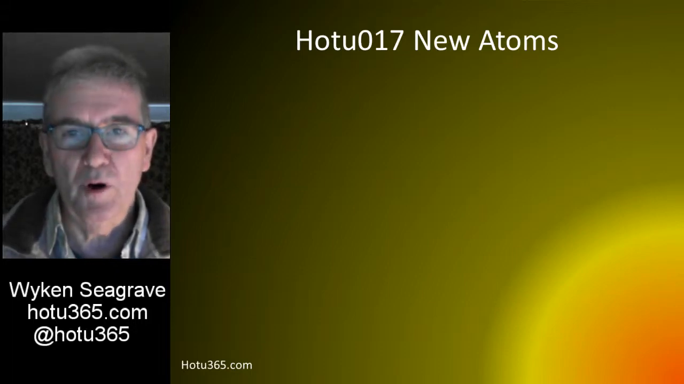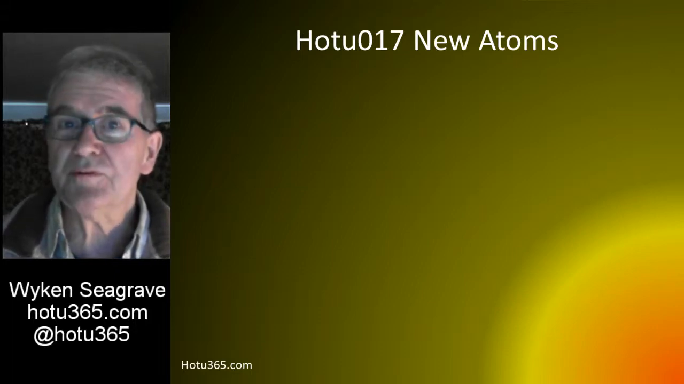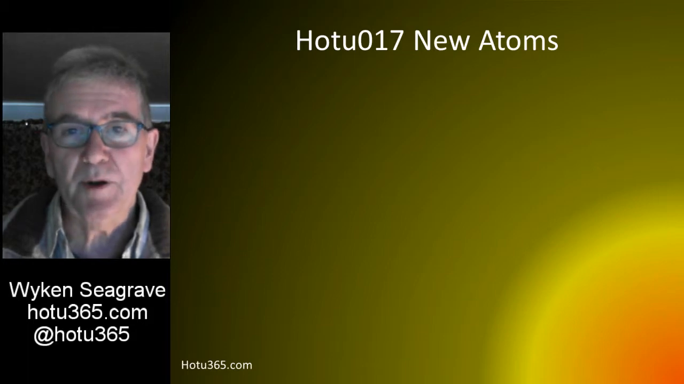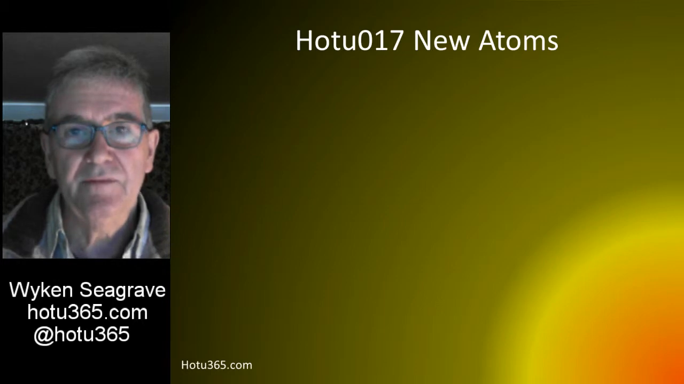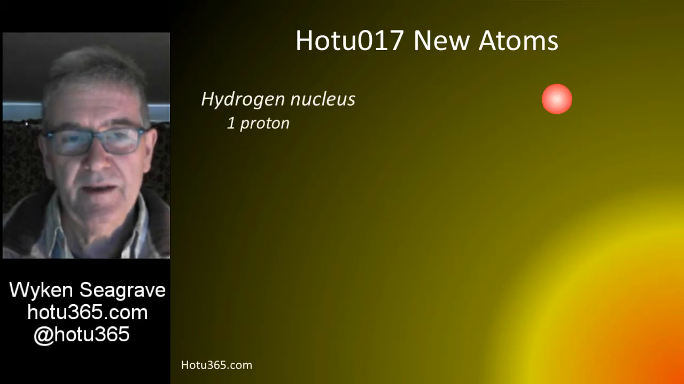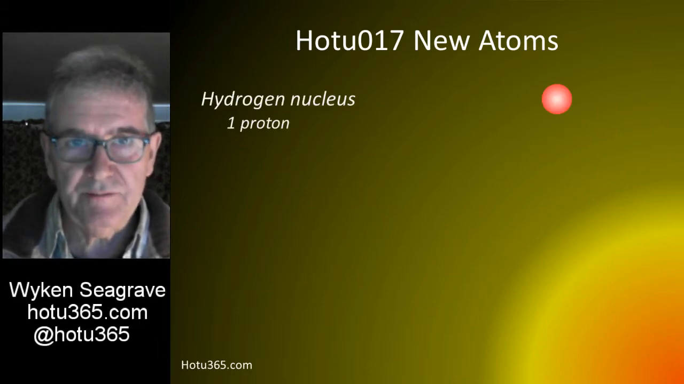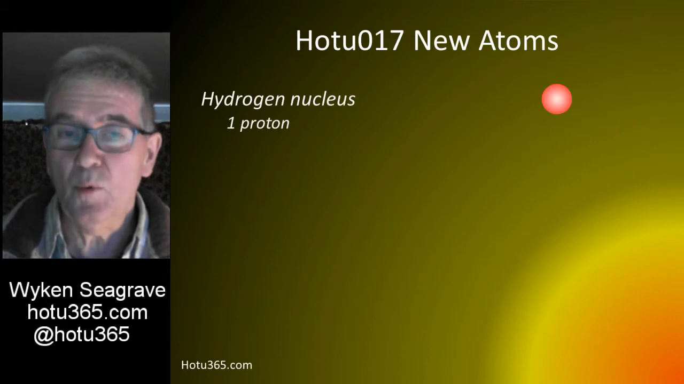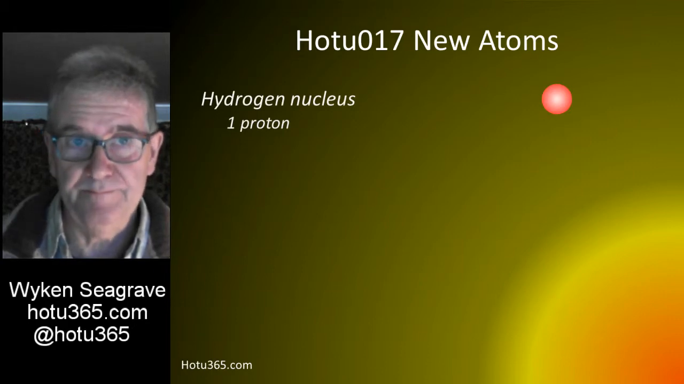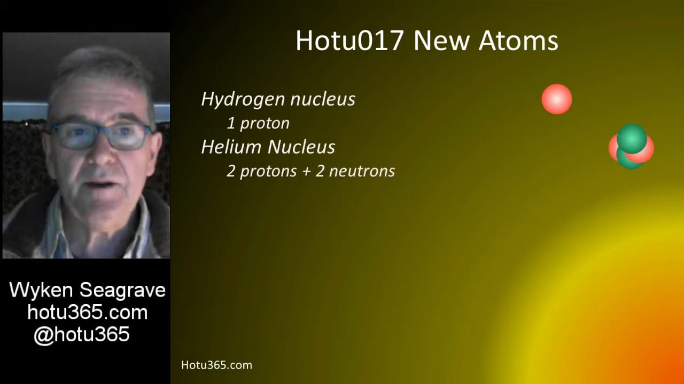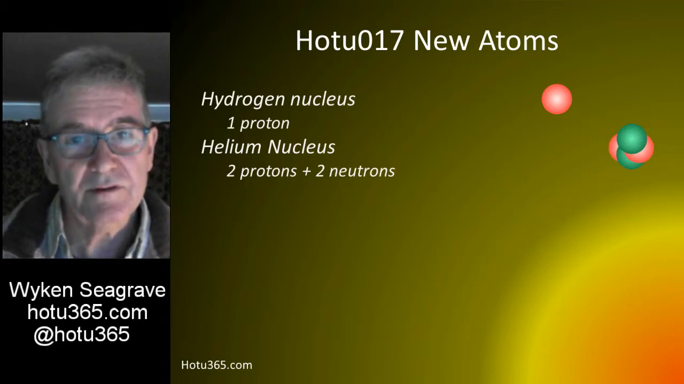Now we are going to watch as particles were thrown out of an exploding star and created new atoms. First, let's remind ourselves what these particles were. There was the hydrogen nucleus, which is one proton. It would later form a hydrogen atom. There was the helium nucleus, 2 protons and 2 neutrons.